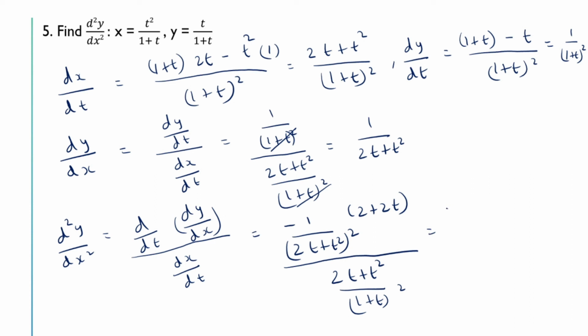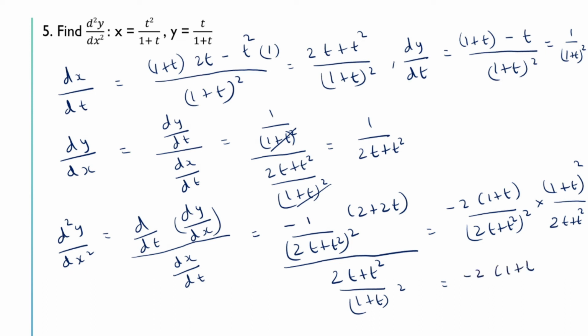So this is equal to minus 2 into 1 plus t divided by 2t plus t square the whole square into 1 plus t the whole square divided by 2t plus t square, or this is equal to minus 2 into 1 plus t the whole cube divided by 2t plus t square the whole cube. So this is d square y by dx square.